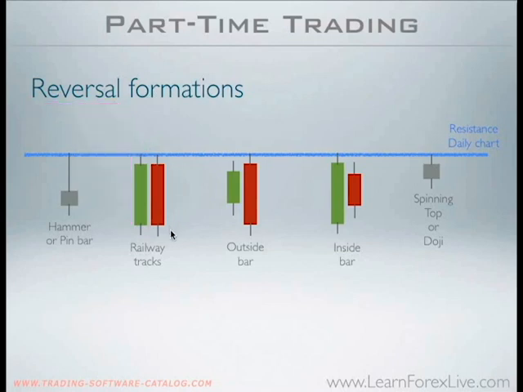All right. We could also apply the same thing to all these different formations. Actually, the railway tracks can be either a reversal formation, and it looks just like that, with price touching and bouncing right off that particular level of support and resistance, or it can take the shape of railway tracks as in a fake breakout, and then it will look something like this.